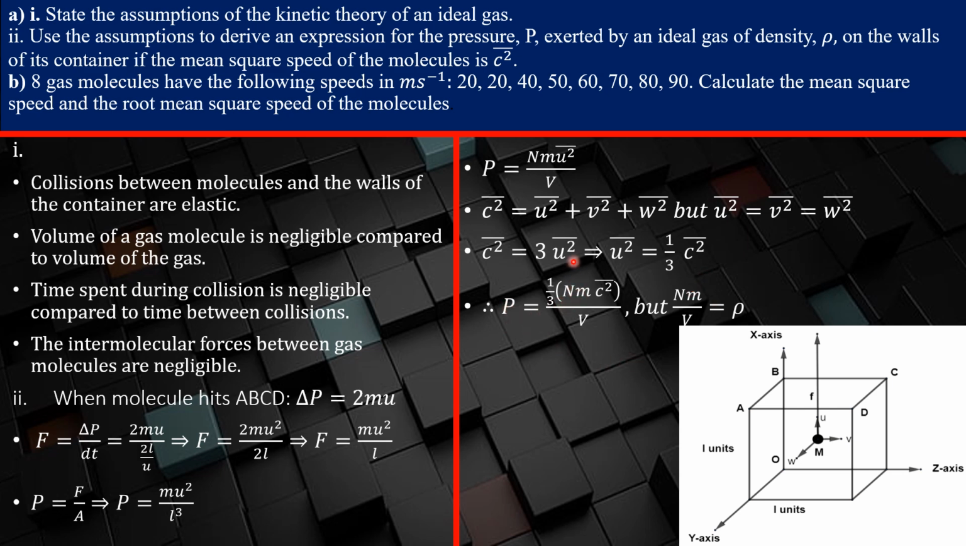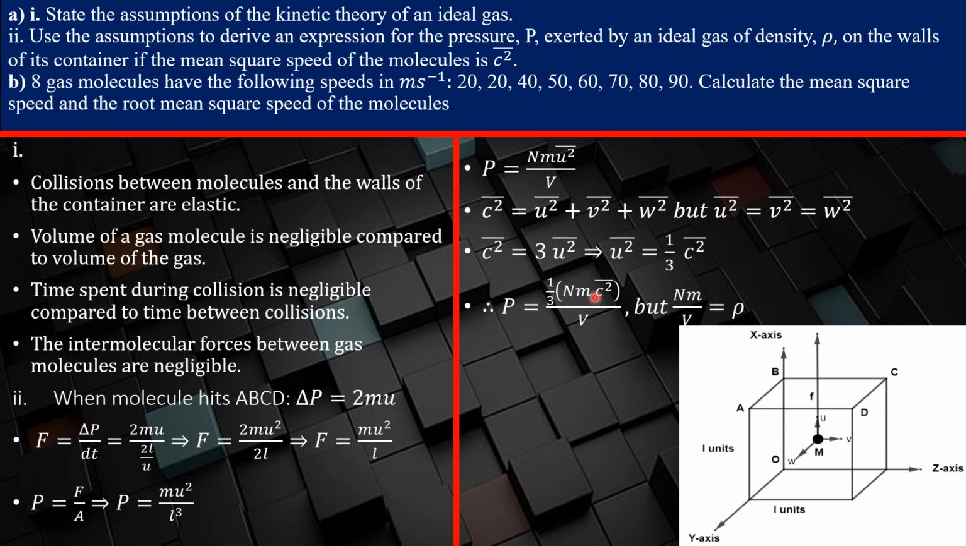1/3 Nm, and instead of u squared here, what will I put? Remember that my u bar squared is 1/3 c bar squared. So you get 1/3, c bar squared, and then of course Nm over V is density.